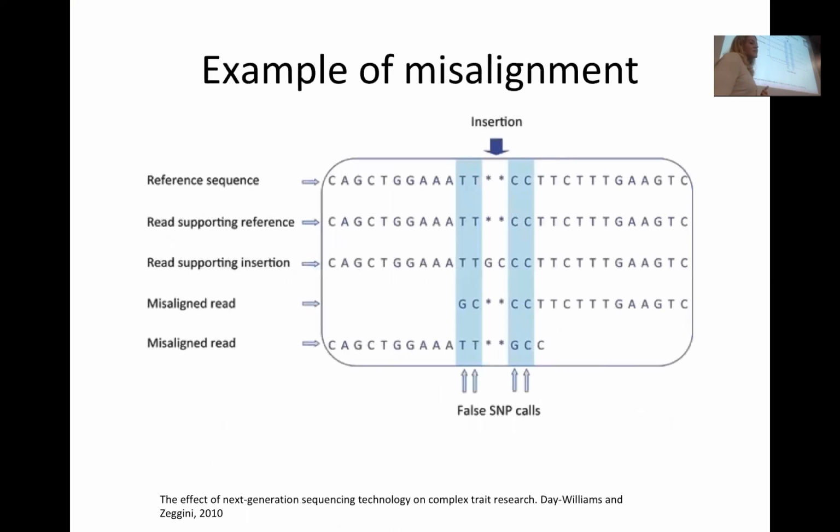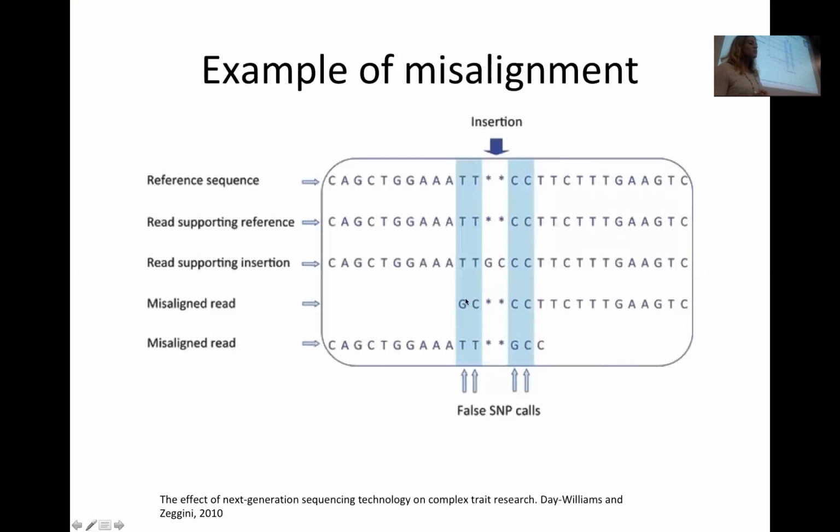This is an example of a misalignment in a low complexity region. If we have this reference sequence, and these stars have just been put here for the purposes of the alignment, the reference sequence actually is just these nucleotides. We have a read that perfectly supports the reference. It's going to get aligned totally correctly. We have a read that supports the insertion, and because we have a full set of bases on the left and a full set of bases on the right, we can see that there is an insertion of a GC. So maybe this is a diploid and it's heterozygous for this little insertion.